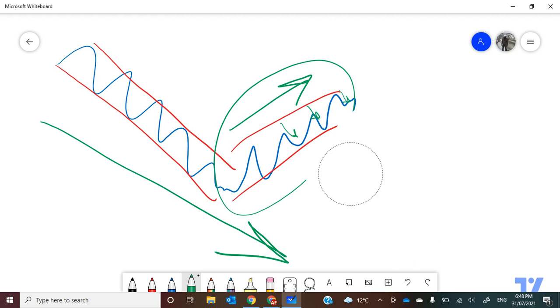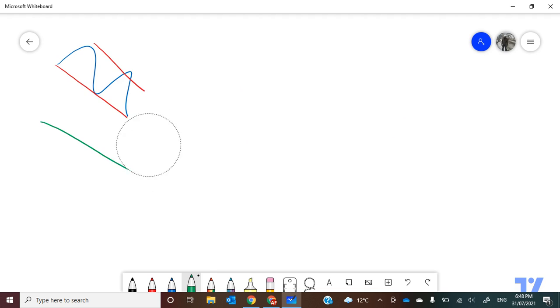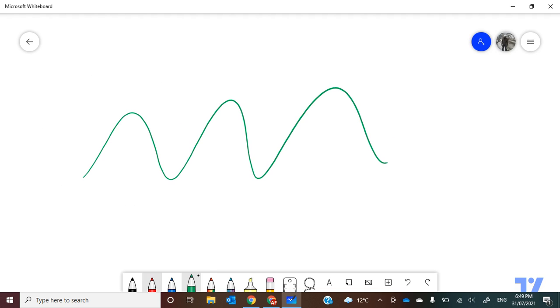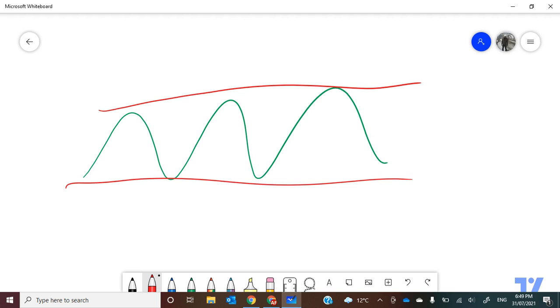Or in another scenario, when we are not in a trendy market, so we are moving in a sideways market like this, then your channel is like this, and you can take both sell and buy.